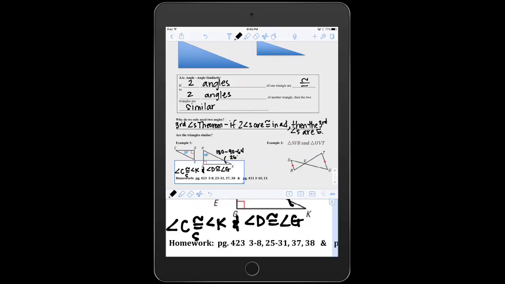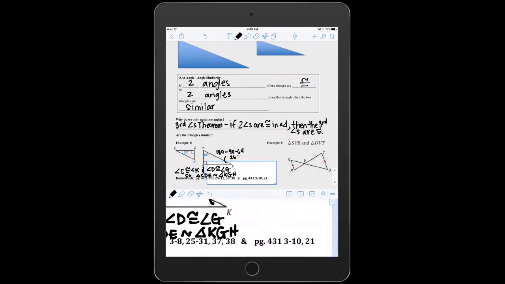So we can say then triangle CDE is similar to triangle KGH by AA. Again, when you write your similarity statement, be really careful about the order and make sure that you are matching up the congruent angles.